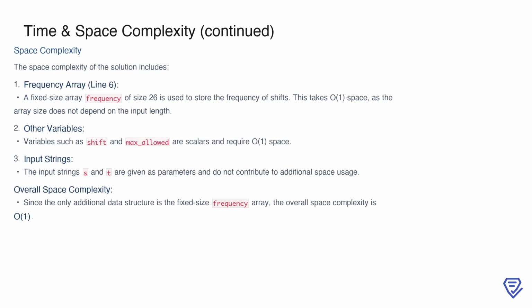Now let's examine the space complexity of the solution. The main additional memory usage comes from the frequency array, which has a fixed size of 26 to store the counts of each possible shift. Since this array size does not depend on the input size, it requires O(1) space. Besides that, the solution uses a few scalar variables like shift and max_allowed, which also take constant space. The input strings S and T are provided as parameters and do not contribute to additional space usage. As a result, the overall space complexity is O(1), making this solution highly efficient in terms of memory usage.